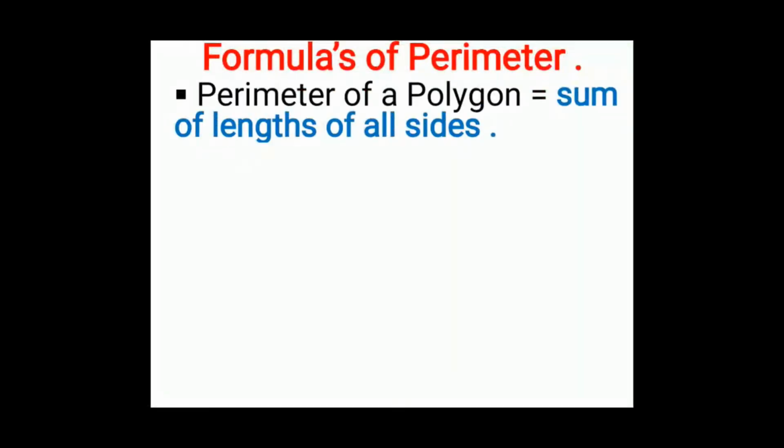First one is: perimeter of a polygon is equal to the sum of the lengths of all sides. Basically, polygon means what? A figure having 3 or more than 3 sides is called a polygon. When you are going to find the perimeter, you have to add all the sides of that figure. Then you get the perimeter.